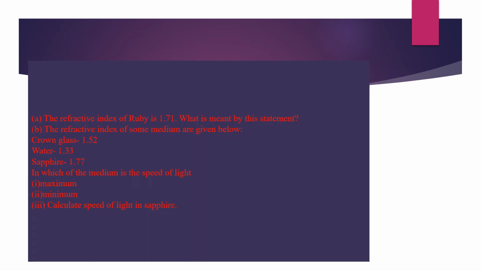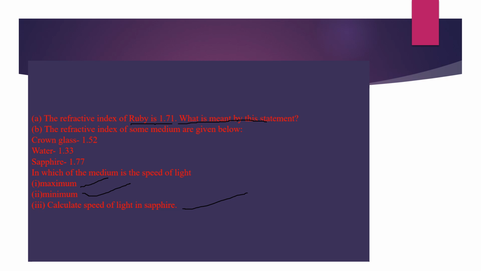Next is the refractive index of a ruby is 1.71. What is meant by this statement? And the refractive index of some medium are given below. Crown glass 1.52, water 1.33, sapphire 1.77. In which of the medium is the speed of light maximum, minimum? Calculate the speed of light in sapphire. So I already gave all this data in your last video. So if you're not seeing that, you can just go and watch my last video so that you know what these values are.